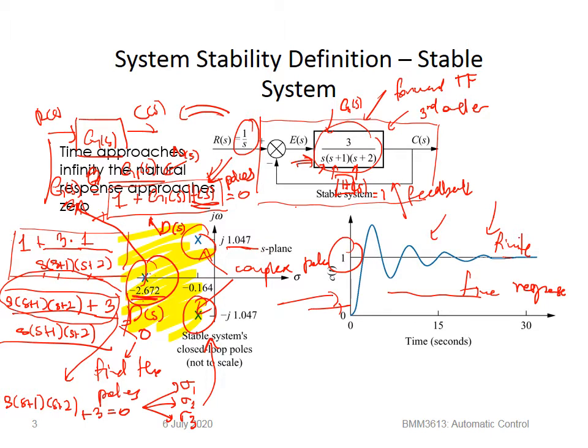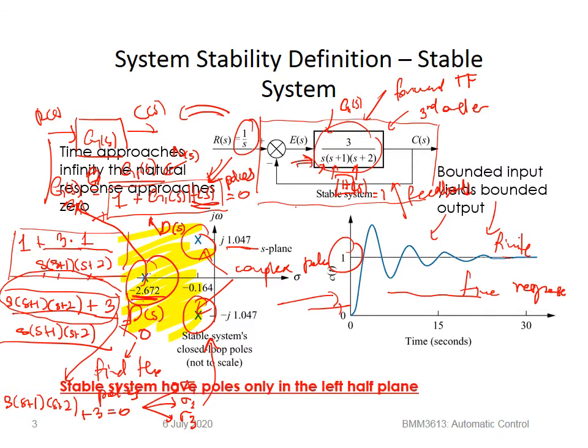So this is a revision on stability of a system, but now with three roots or 3 poles. A bounded input yields a bounded output, so the system is stable. So this is another thing that we have seen: a stable system has poles only on the left half of the s-plane.